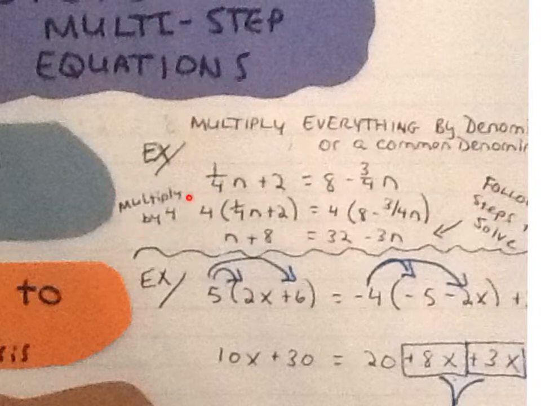If you multiply everything by 4, every single thing by 4, then you end up getting this here. So what I did is I took 4, multiplied it times 1/4 n. The 4's cancel, and that's why you get the n. And then you do 4 times 2, which is 8, and that gives you n plus 8. And then on the right, you do 4 times the 8, which is 32, and then 4 times a negative 3/4. Again, the 4's cancel, and you just get a negative 3n. And then you'd follow the steps to solve, but I'm just showing you an example to clear the fraction.